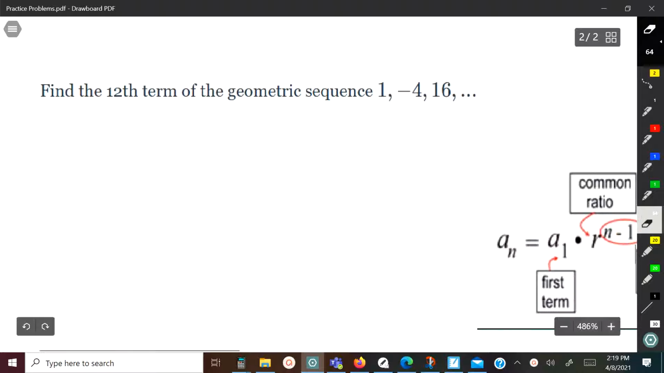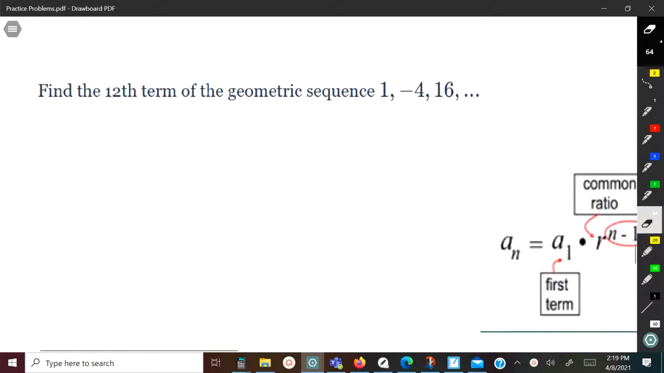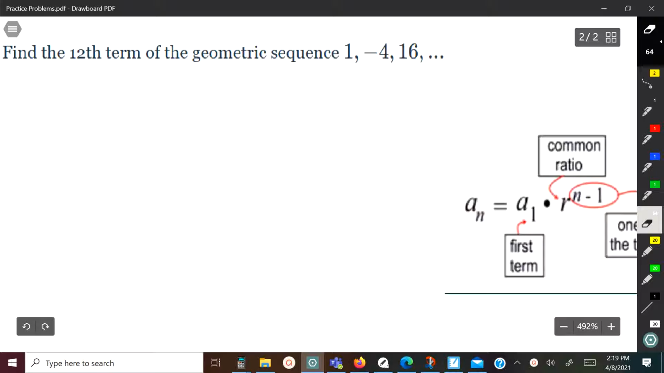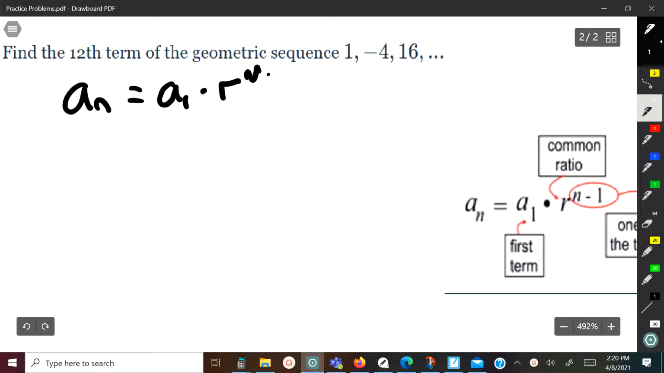Here you have a geometric sequence, and they tell you it's a geometric sequence. What you want to do is find the 12th term of the geometric sequence, and here's the sequence. The first thing we're going to do is use this formula here: a sub n is equal to a sub 1 times r raised to the n minus 1. I'm going to write it out over here: a sub n is equal to a sub 1 times r raised to the n minus 1.